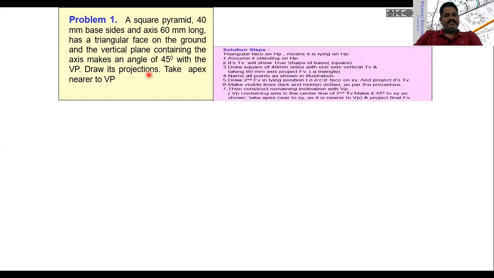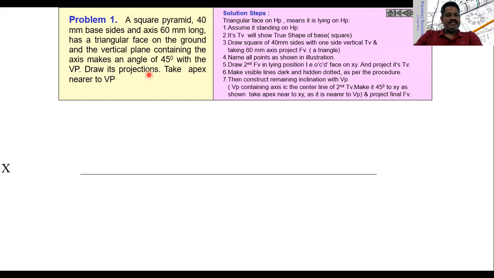Now, let us take the XY line here. Let us take the XY line, of course. Then with this, we have already analyzed the problem. In this case, the base, that means one of the base sides and one of the triangular faces of the square pyramid, is lying on the ground.